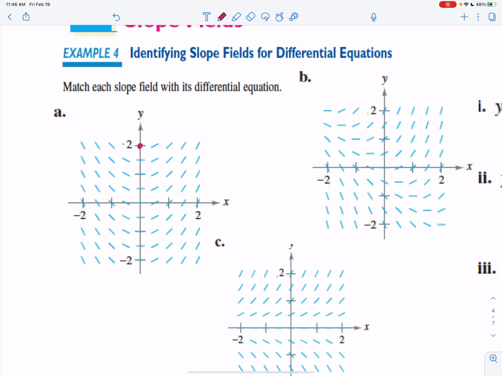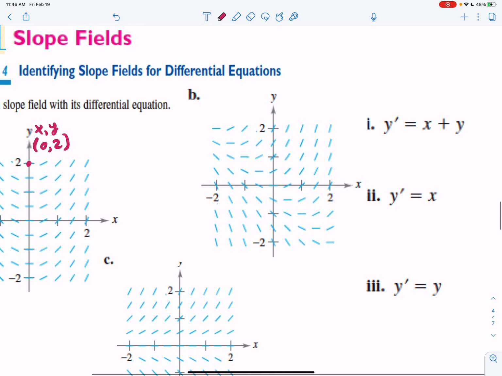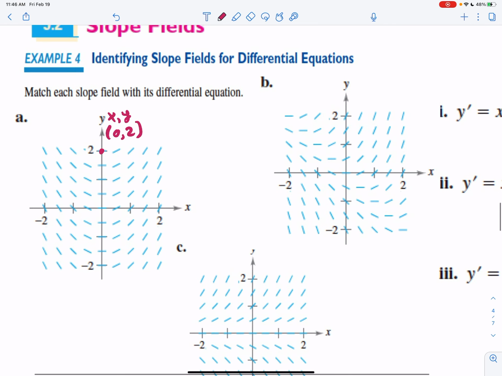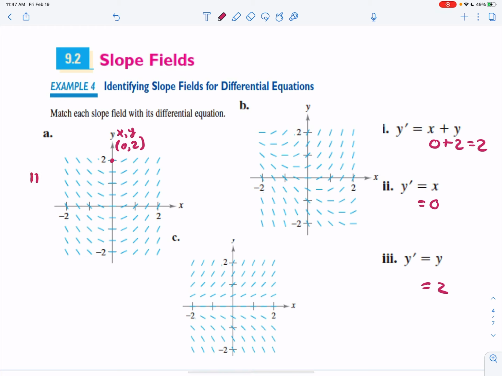So, for instance, I'll pick this one, which is 0, 2. Now, if I plug in 0 and 2 into my differential equations, I have 3 choices here, I should get 0. And if I don't get 0, I know it's not the correct match. So here we go. 0 plus 2 is 2. The only one that comes out to 0 is Roman numeral number 2. So I know that 2 will match up with choice A here. Okay, pretty easy to do.